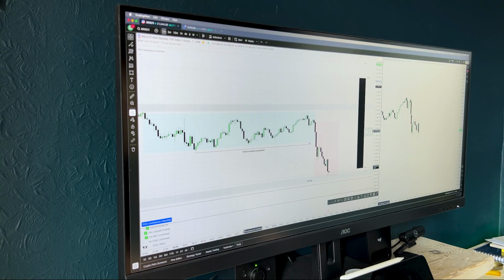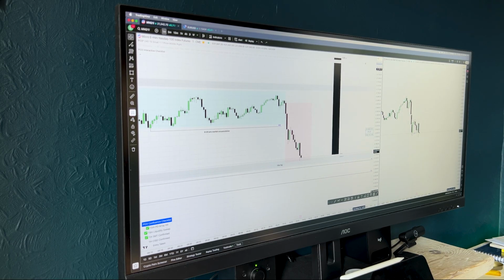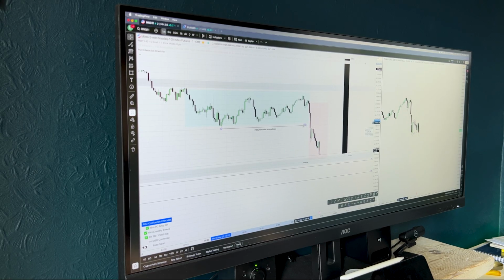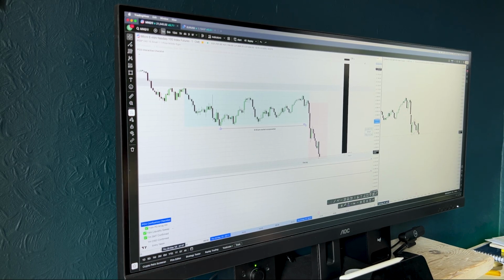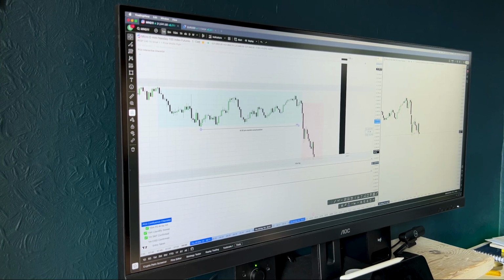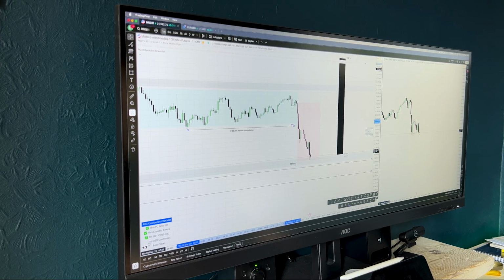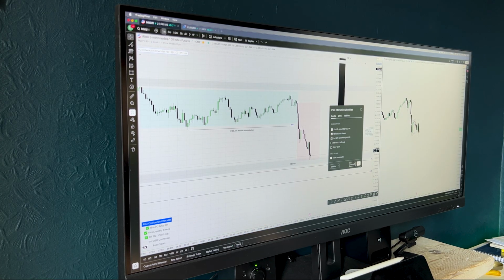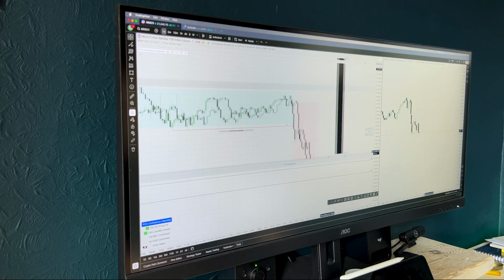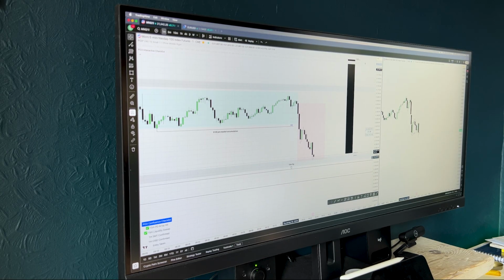So yeah, we have accumulation, manipulation. So we have the liquidity sweep already, which is here. Down the bottom here, you can see my checklist. So we've got the liquidity sweep, we've got the PD array hit. We can take off the SMT now because we don't have that anymore yet.